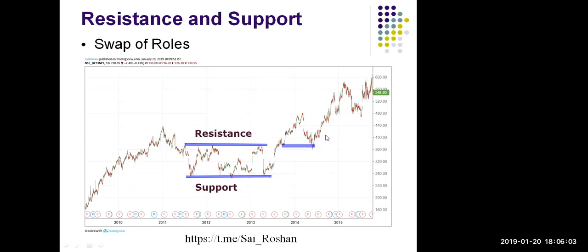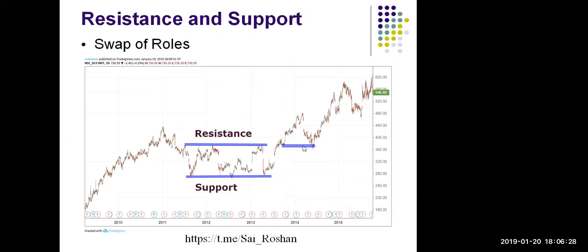So resistance has now become the support for it. Vice versa, previous support would become the resistance. This is very, very important, so they will swap their roles as it keeps breaking. If the resistance is broken, that resistance would become the next support. If the support is broken, that support will become the next resistance. Very, very important.